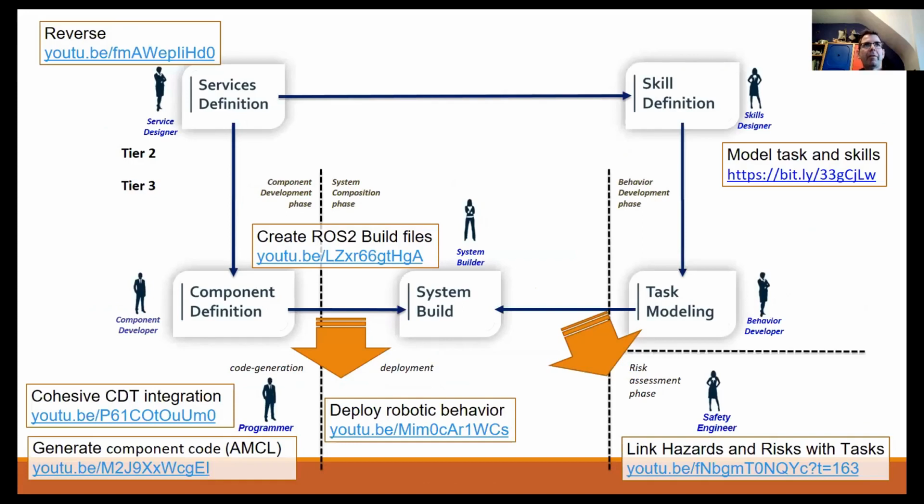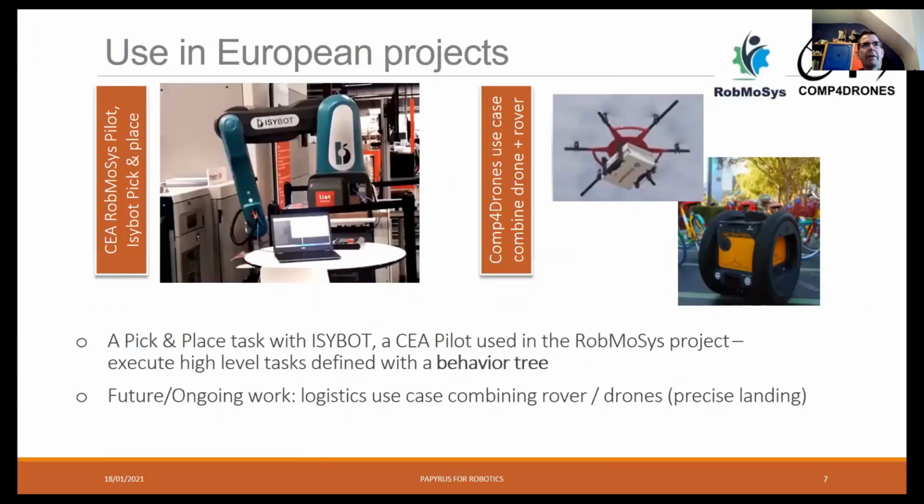Here on this slide, you have an overview of the different activities. I won't go into detail because I will talk about each of these activities in the sequel. We have used Papyrus for Robotics in our European projects. There is notably the Robotics project, which is about to end now after 4 years. What you see here is a pick-and-place application with the EasyBot robot, and we have used a high-level behavior tree specification to do that, and we will see more about these possibilities to use a behavior tree later on.